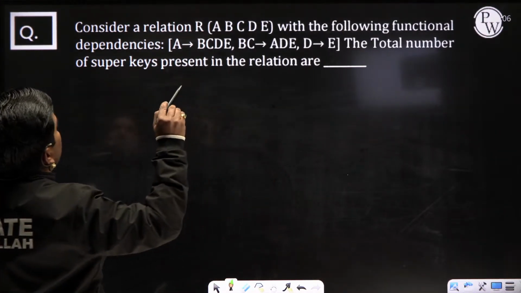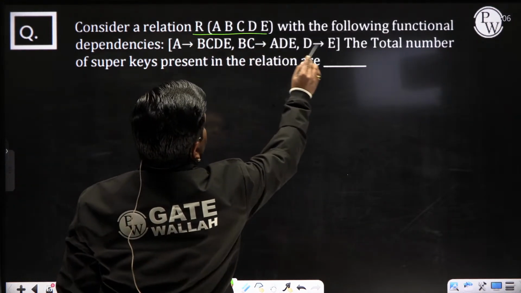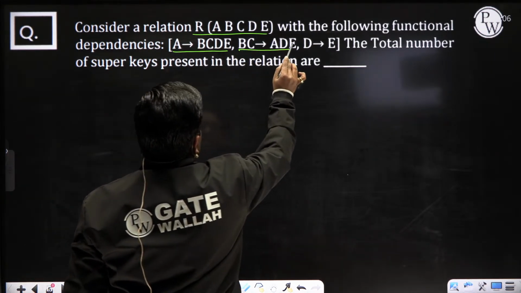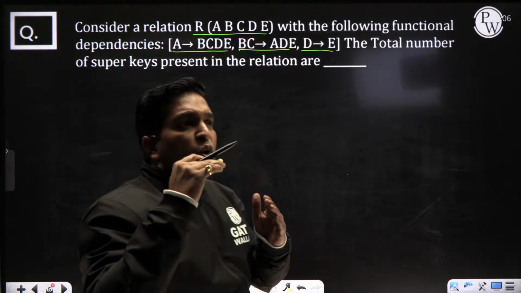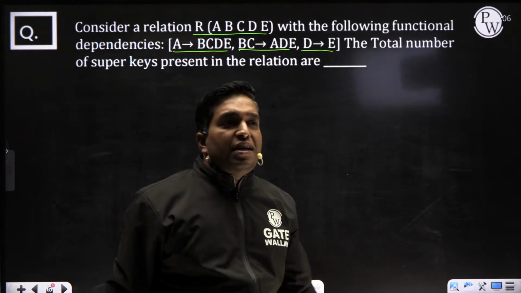Now, what is the next question? Consider a relation R(A, B, C, D, E) with the following FDs: A determines B, C, D, E; B, C determine A, D, E; and D determines E. Then it is asking the total number of super keys present in the relation R.